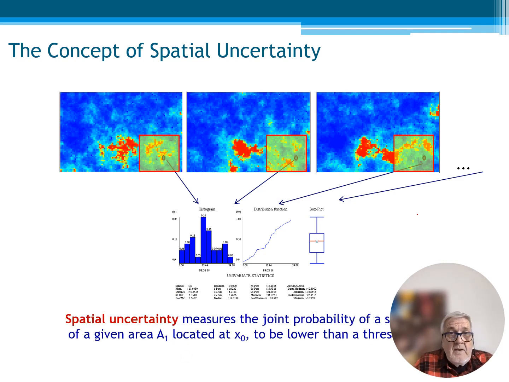In the same way, we can also evaluate the concept of spatial uncertainty, not just in one location, but in a given area: the joint probability of a set of points of that area to be above a given threshold or under a given threshold. And this can be taken from the local histogram, this one, of those pixels that fall in that area.